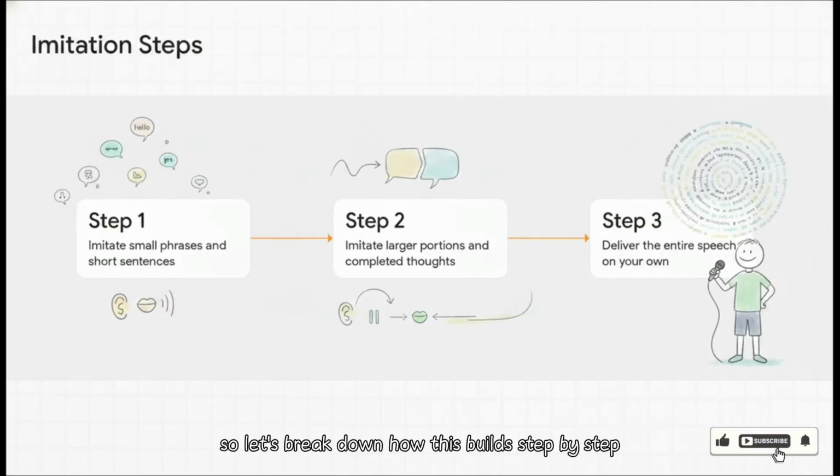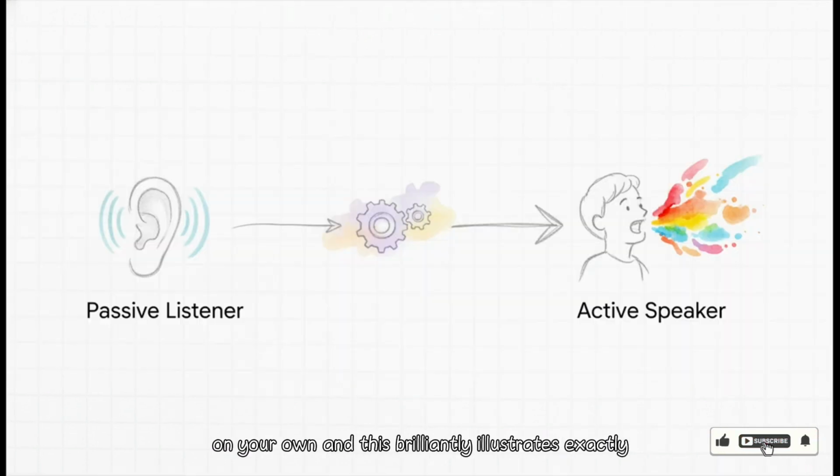So let's break down how this builds step by step. In step 1, you start incredibly small. You listen to and then imitate in your own words just small phrases and short sentences. Once you've got a handle on that, you graduate to step 2, where you wait for the speaker to complete a full thought or a much larger chunk of an idea before you pause the audio and express it yourself. Finally, in step 3, the big leagues, you listen to the entire speech or story from beginning to end and then attempt to deliver the whole shebang on your own. And this brilliantly illustrates exactly how you transition from being just a passive listener to an active, confident speaker.